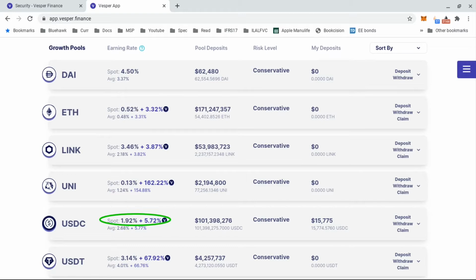Spot is the annualized earn rate over the past 24 hours. Average reflects the annualized earn rate over the past 30 days and is more representative of performance than Spot, since Spot is subject to spikes and dips in performance over a short period of time. The percent at the end here represents additional earnings that are provided to depositors in the form of Vesper tokens or VSP.